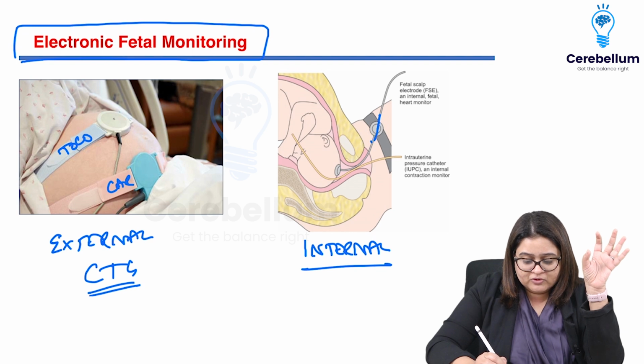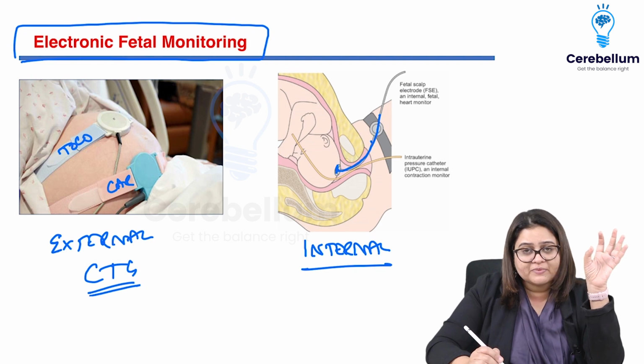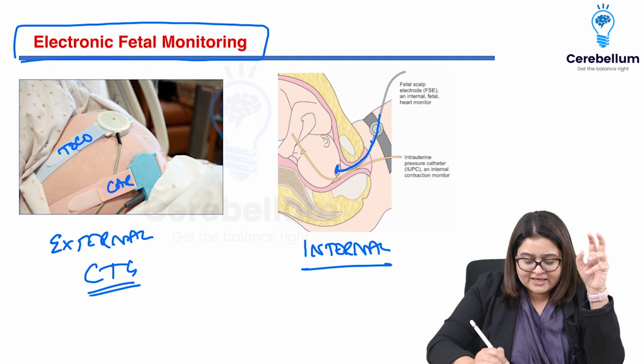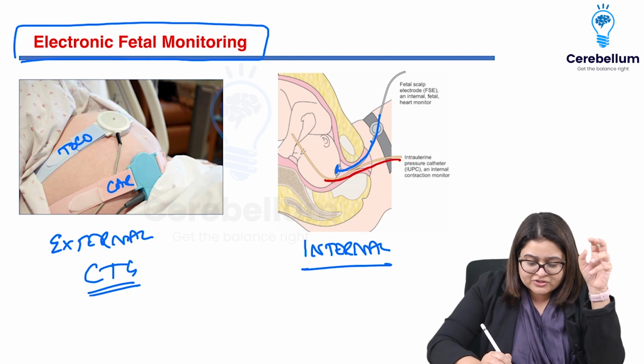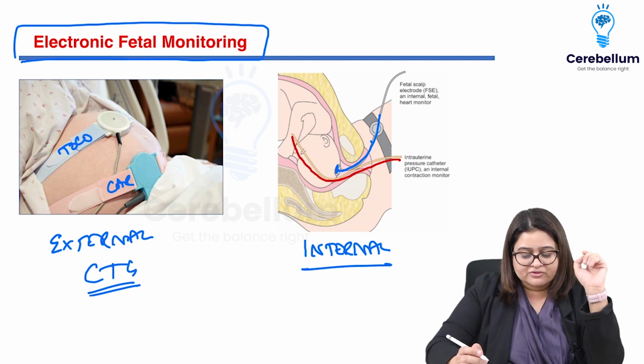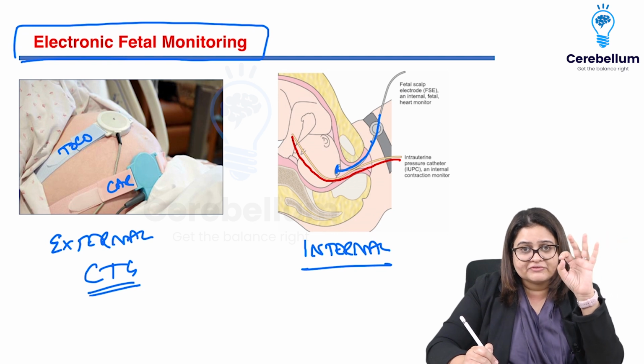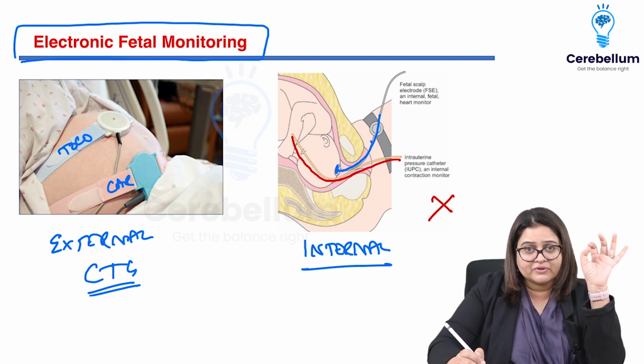So you can see the probe has been attached to the fetal scalp. This is measuring the fetal heart rate, and the second probe is measuring the uterine contractions. So this is internal electronic fetal heart rate monitoring. It is not commonly used.